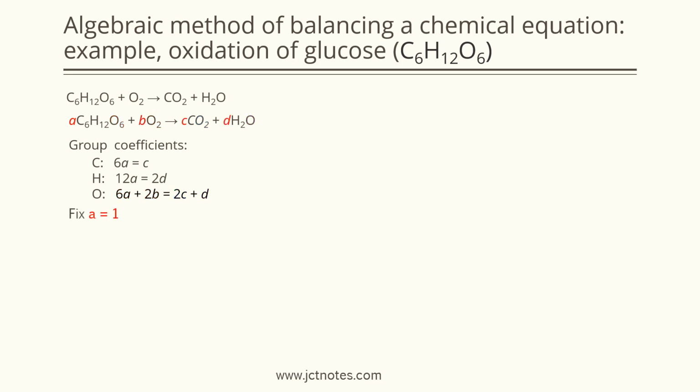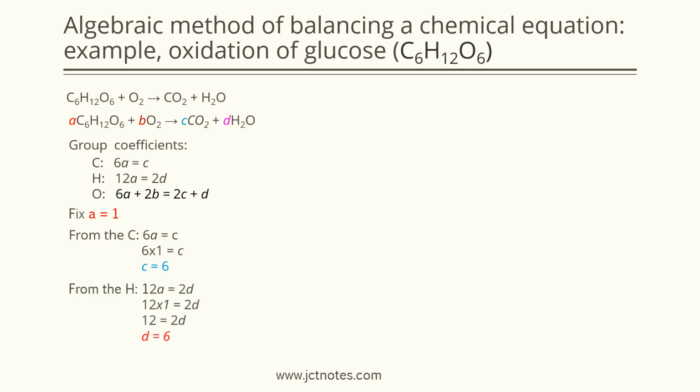We fix A to 1. You can fix any other letter to any other number. At the end, you should have equivalent answers. With the value of A equal to 1, we check the equation of the carbon. We have that 6 times A equal to C. As A is equal to 1, we have that 6 times 1 is equal to C. Therefore, C is equal to 6.